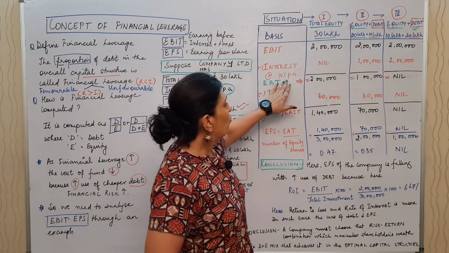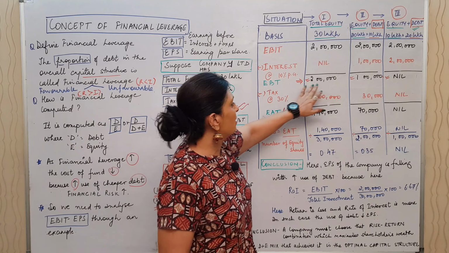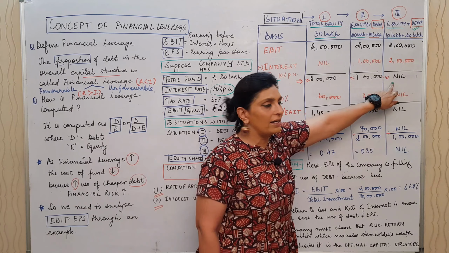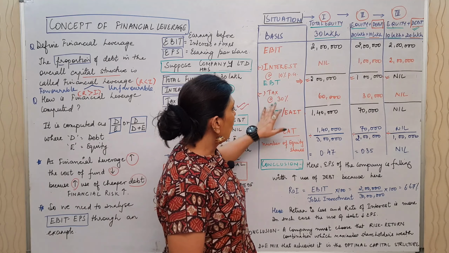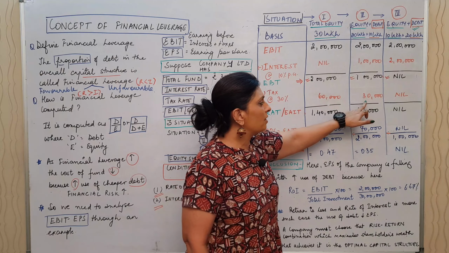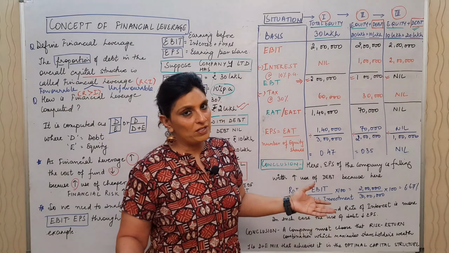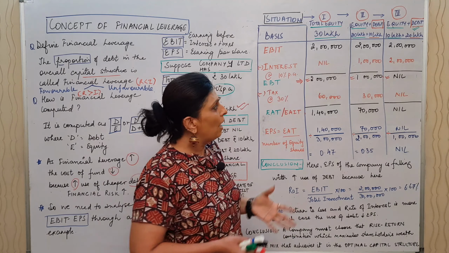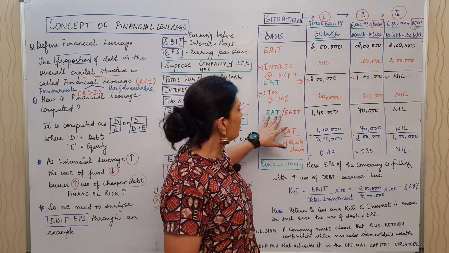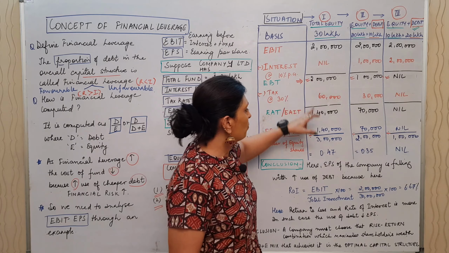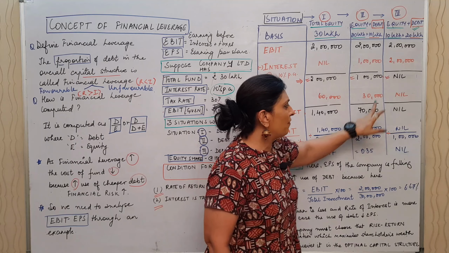Now what we have is earning before tax. Here it is 2 lakh, here it is 1 lakh, and here it is nil. Why? Because 2 lakh we have paid as interest. Now tax is 60,000 here, 30,000 here. Since we don't have any profits, we won't pay any taxes here. This is one situation we are considering. Earning after interest and taxes: here we have 1,40,000, here we have 70,000, here it is again nil.